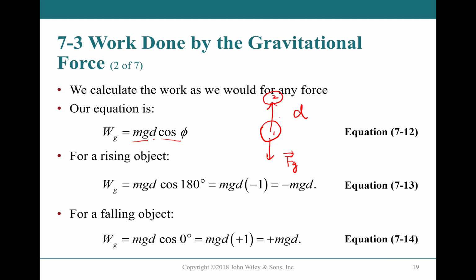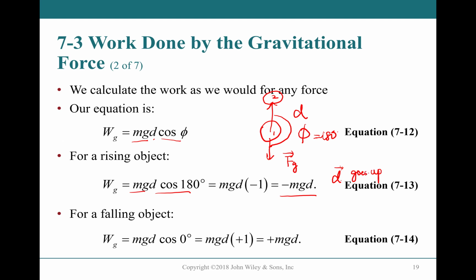What is the phi here? The phi is this big angle, right? This phi should be equal to 180. So that's why you are going to see mgd cosine 180, and then you are going to get a negative mgd. So this is for an object going up. You see the negative sign, which means your displacement goes up.